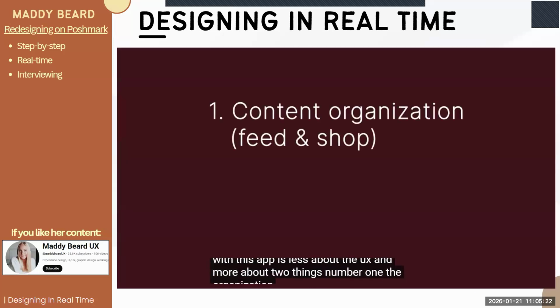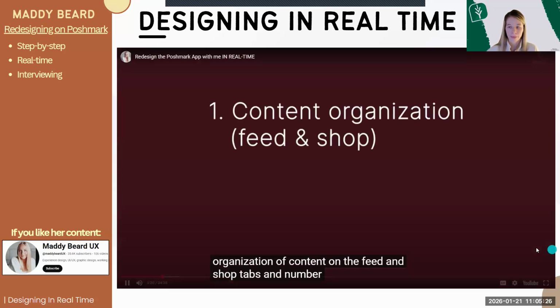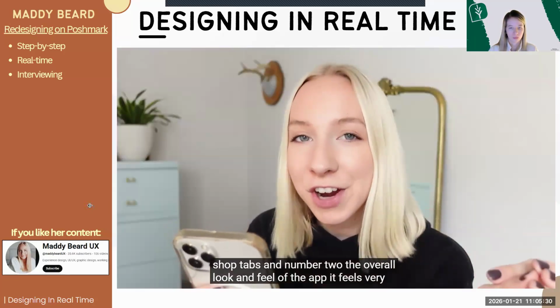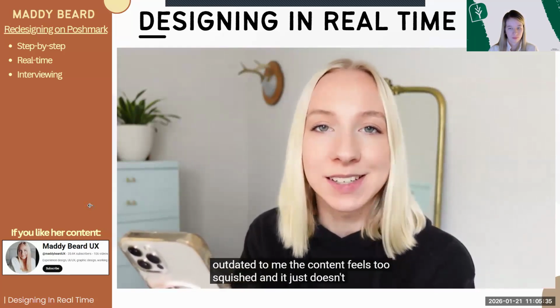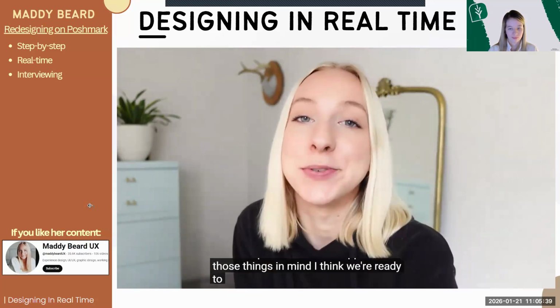Number one, organization of content on the feed and shop tabs. And number two, the overall look and feel of the app. It feels very outdated to me. The content feels too squished, and it just doesn't make me want to spend time on the app. So with those things in mind, I think we're ready to take this into Figma.